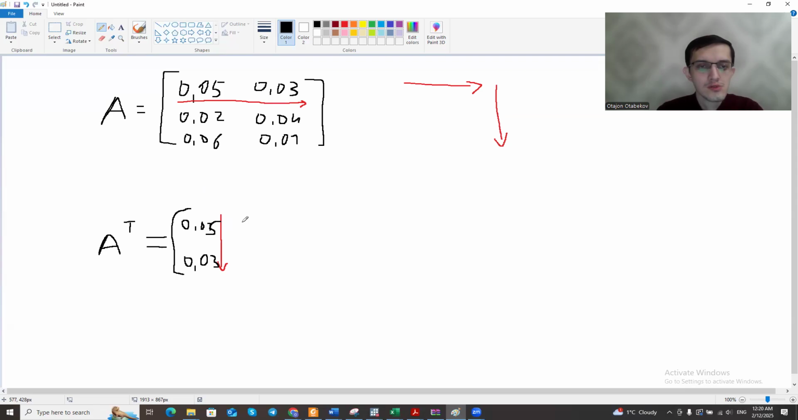Okay, let's do the second row of the matrix A, and locate the numbers as a column in the matrix A transpose. And of course, the third one. I have 0.06. And 0.01.